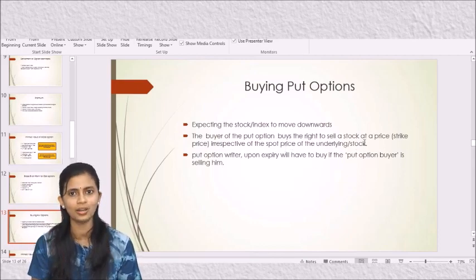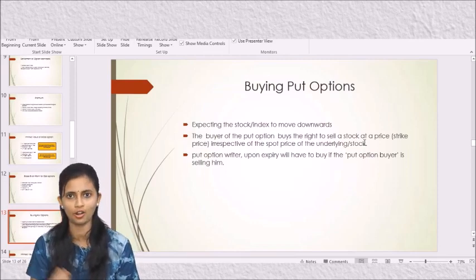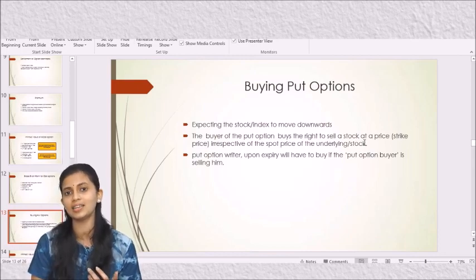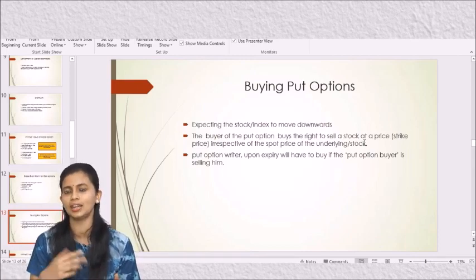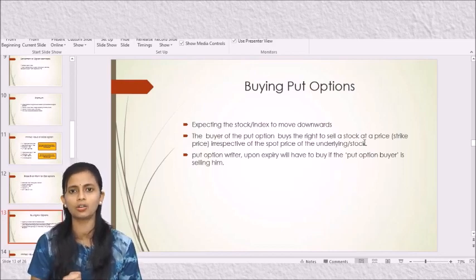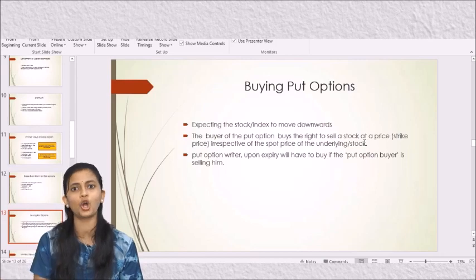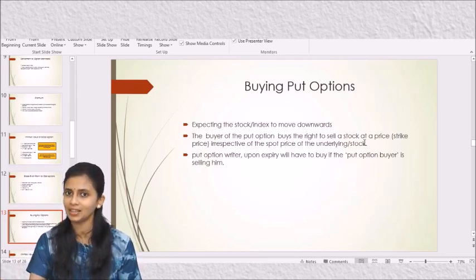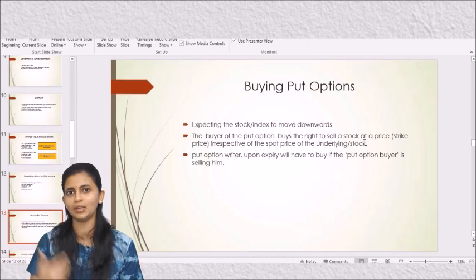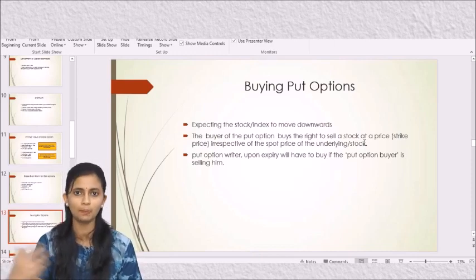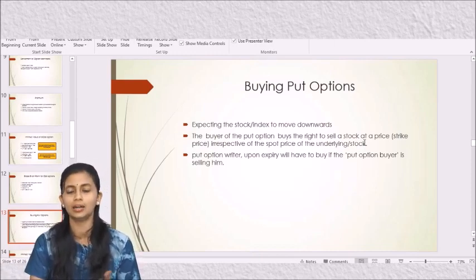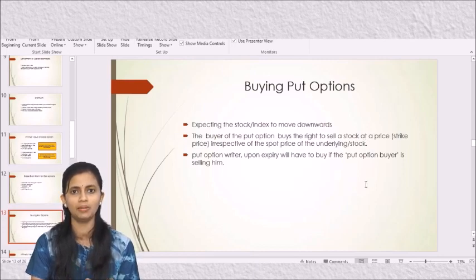So here also the buyer is taking the right to execute the contract, but here the contract is what? Selling the shares. In case of call options, you were buying the call option to take the right to buy the shares in future, but in this case you are buying the put option with the intent of selling the shares or stocks in future to another person who will again be the seller, or the put writer. So the difference between call and put, you have to be very careful.